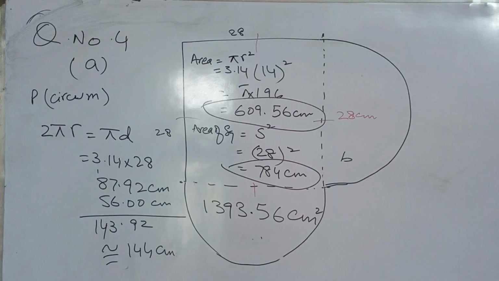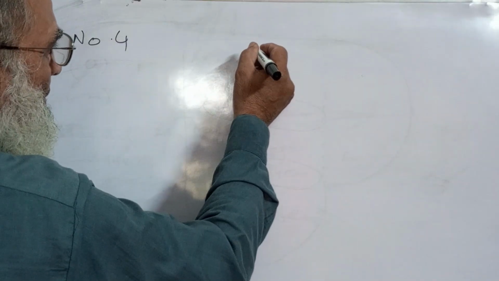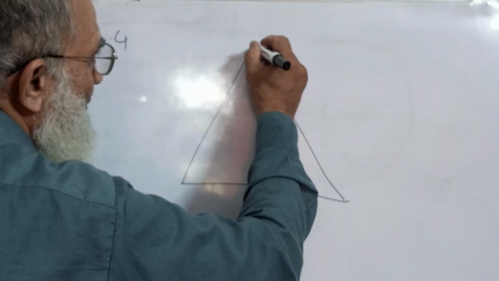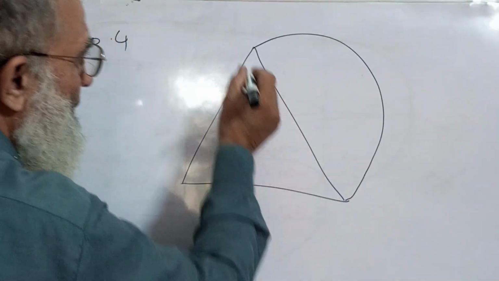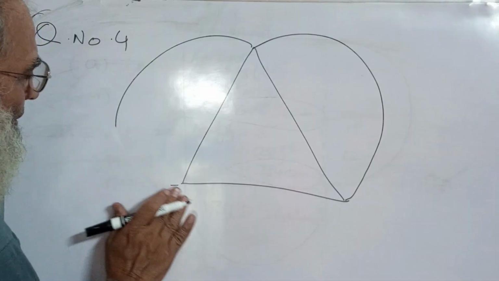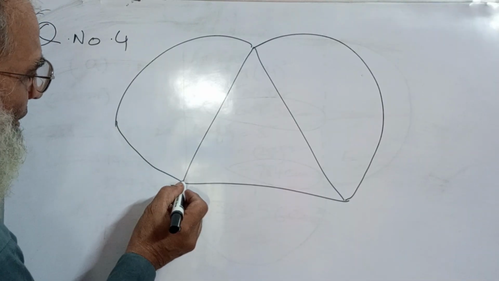Okay. Now question part B of the same question. It is a triangle now. First it was a square, and the question is the same. Now there are in fact 3 half circles. How many circles? 3 half circles.